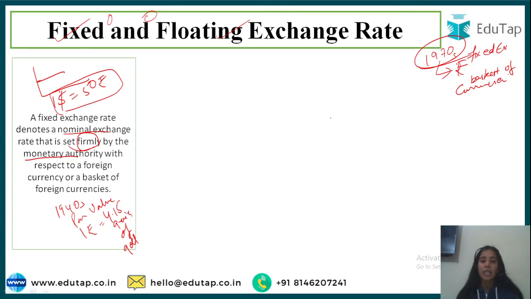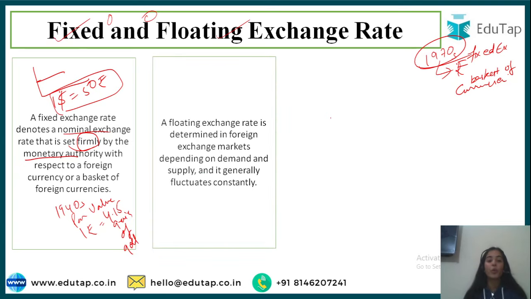Then after the 1990s, we shifted to the market determined exchange rate, which we will understand shortly. I hope you have understood the basics of the fixed exchange rate, that it is the nominal exchange rate that is determined by the monetary authority of any country and it is determined against any one currency or a basket of currencies. Okay. So now we move to the floating exchange rate.